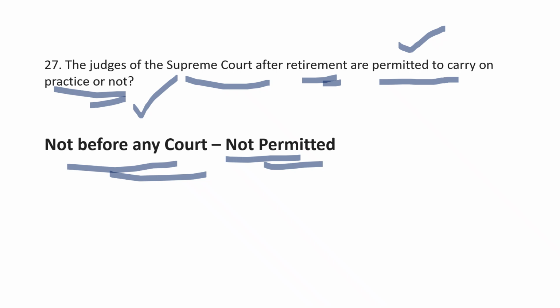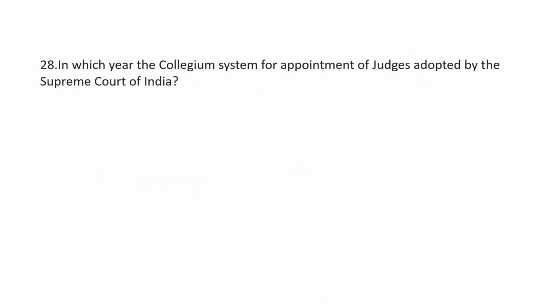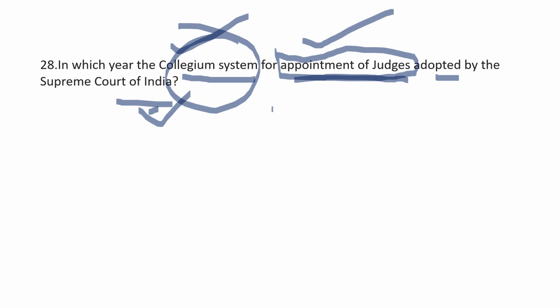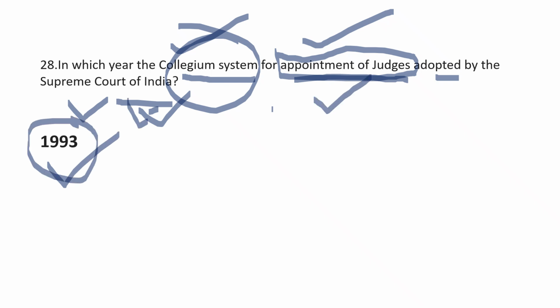The next question. In which year was the collegium system for appointment of judges adopted by the Supreme Court of India? See here, for the appointment of judges, the Supreme Court of India adopted a system that is named the collegium system. The answer is 1993. In the year 1993, the Supreme Court of India adopted the collegium system for the appointment of the judges.